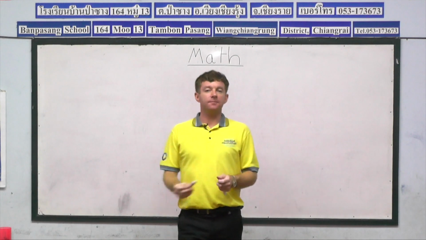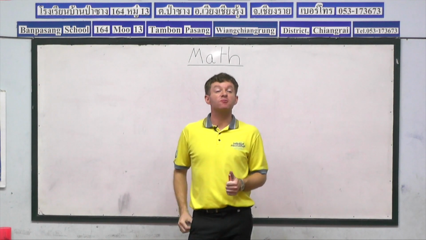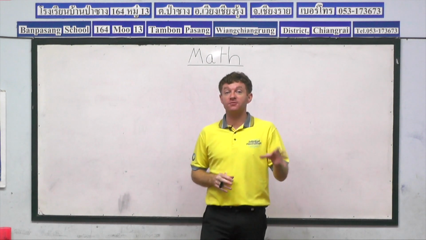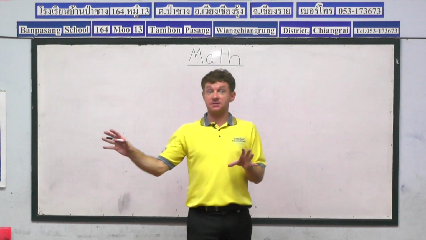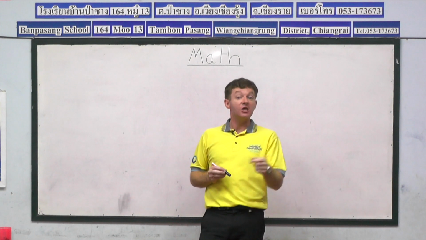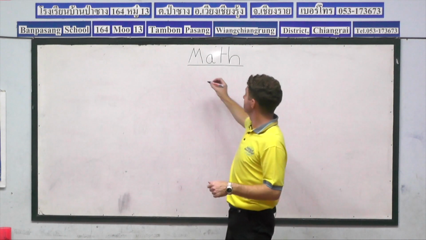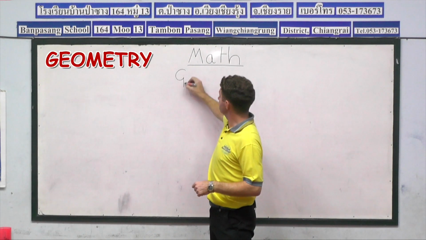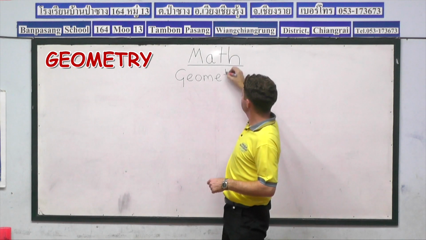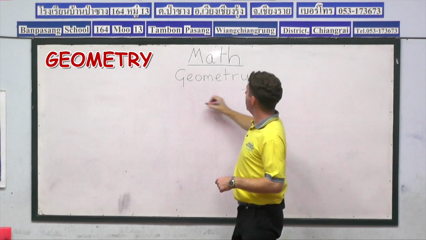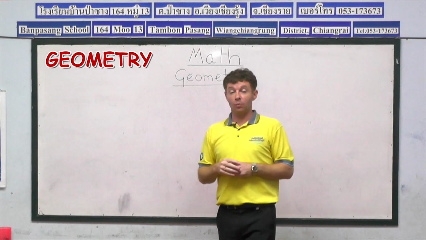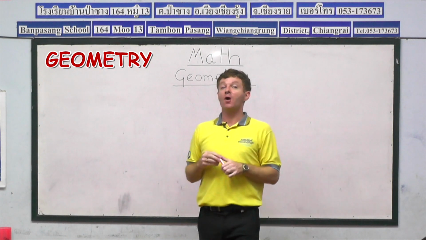So who can tell me what we've been learning about in math class recently, beginning with G, a new word in math that describes shapes, points, lines, angles, or geometry. Excellent, guys. And how do we spell geometry? G-E-O-M-E-T-R-Y. Geometry.